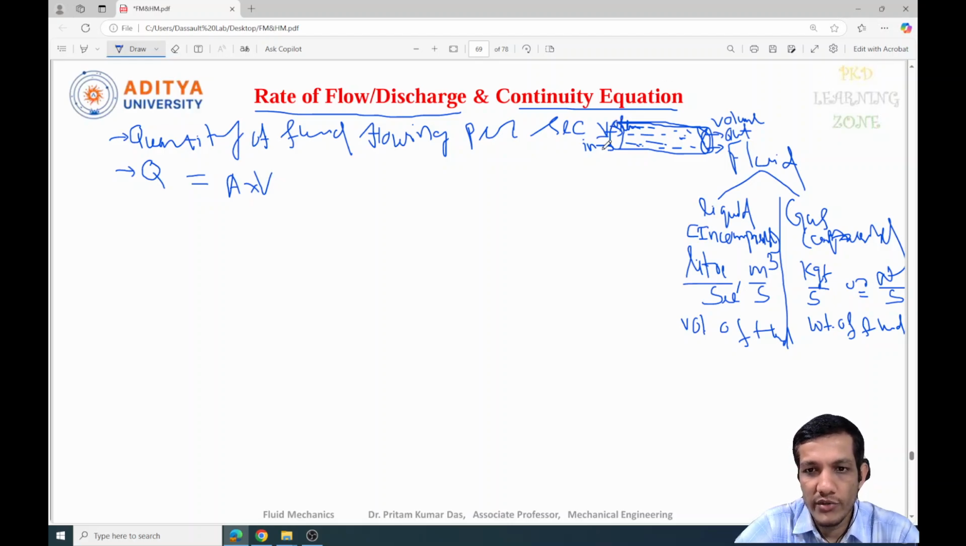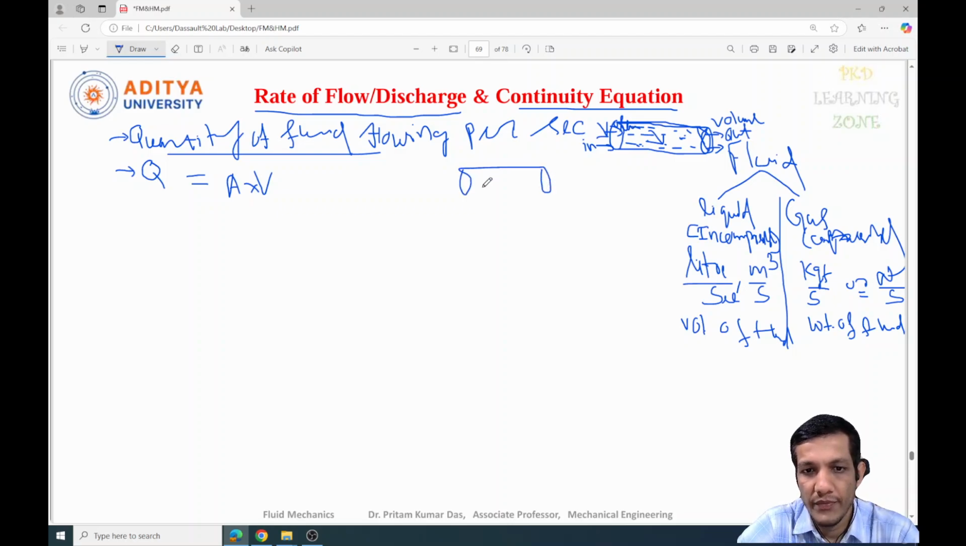Here we need to see that volume, the quantity of fluid, is nothing but volume, but at what velocity the fluid is flowing, that also we need to consider. I'll give you an example. Suppose you take two different pipes. Let me draw another one.